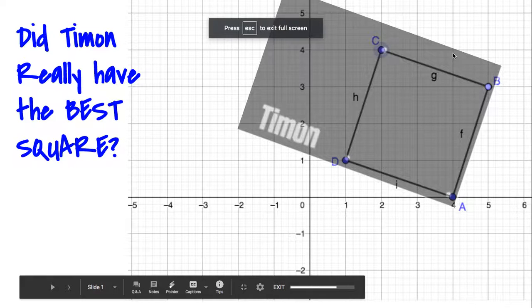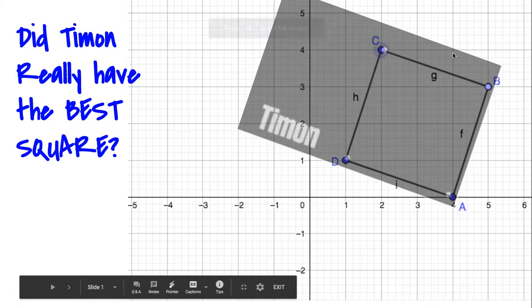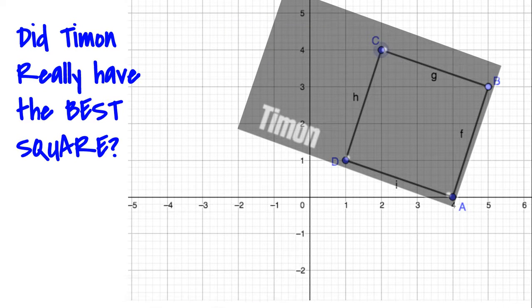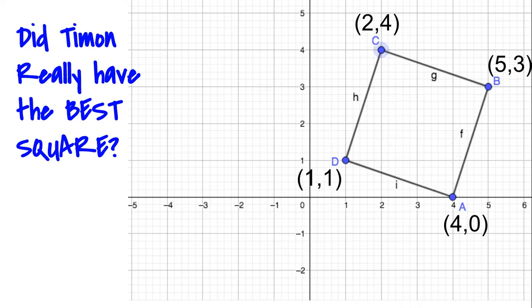All right, we've been using the distance formula and the slope formula. Now we're going to apply them. You'll see step by step how you can prove a square using these formulas. We all remember Timon's square. Everybody said that his square was really the best. Well, what really made it so good?